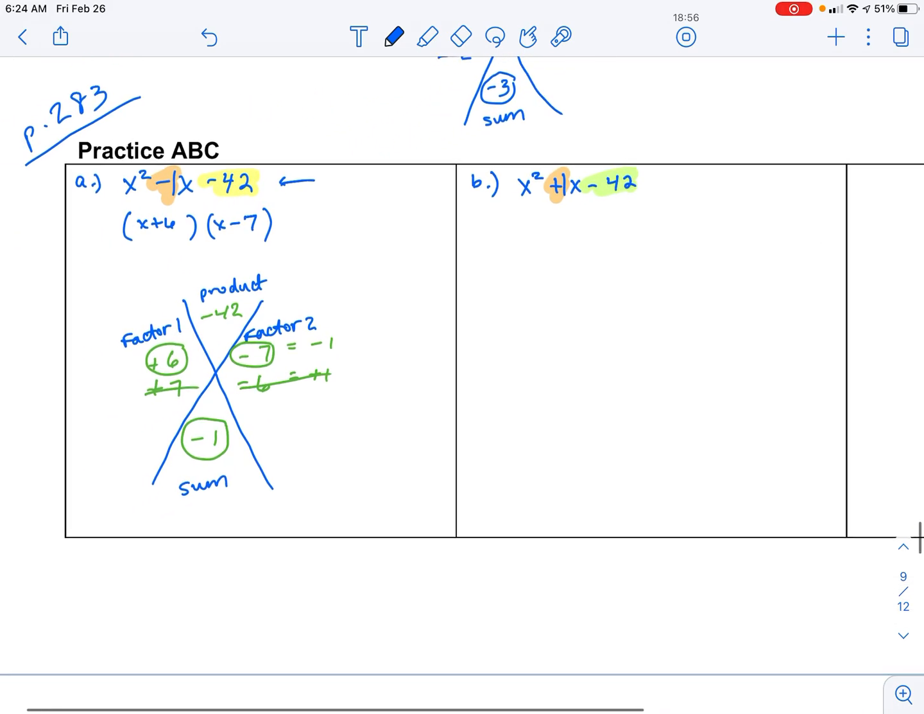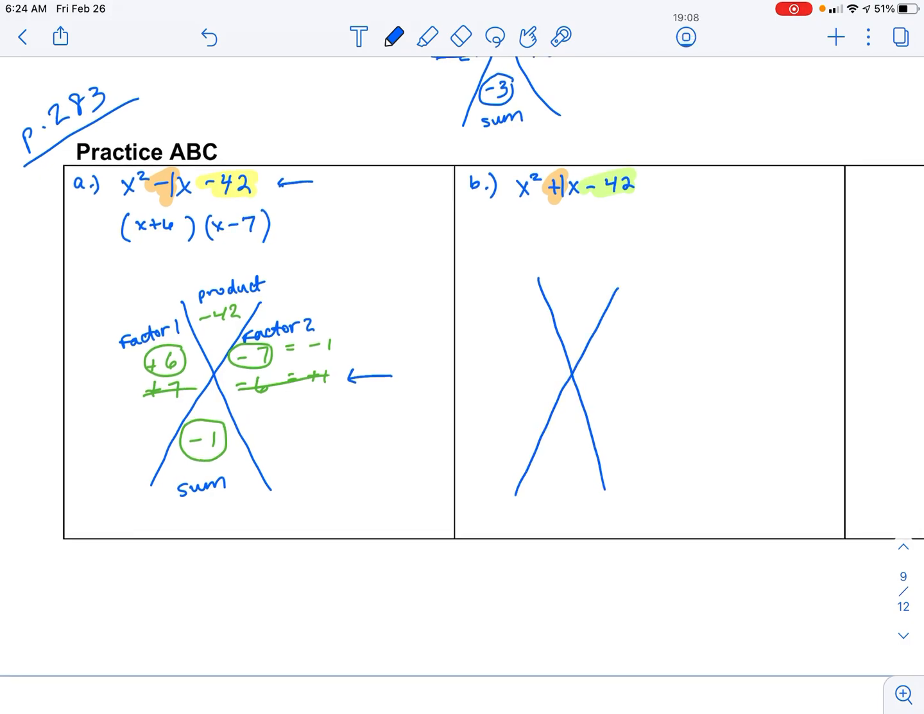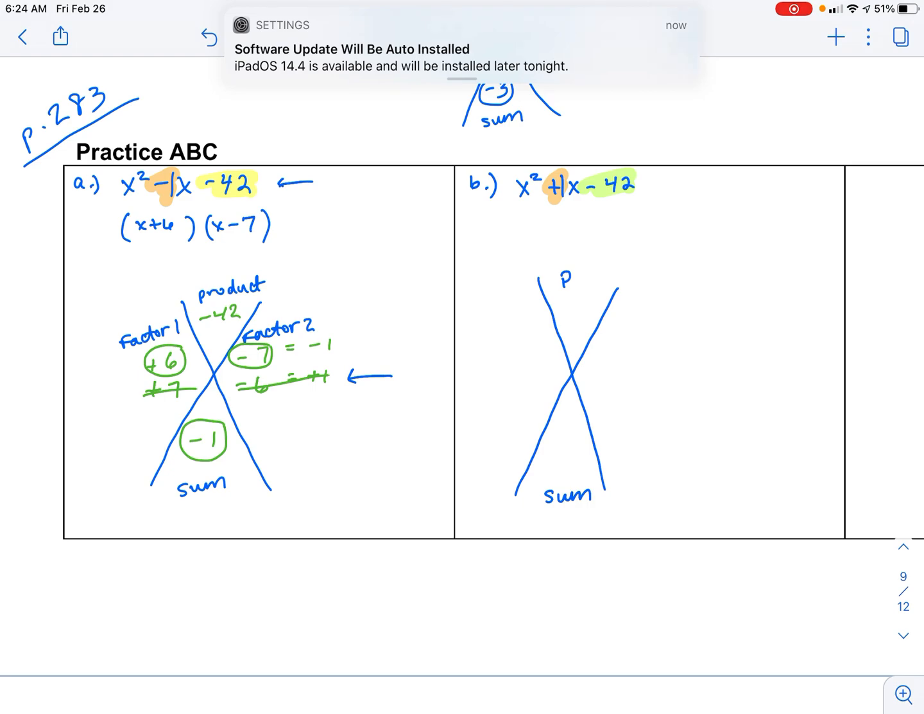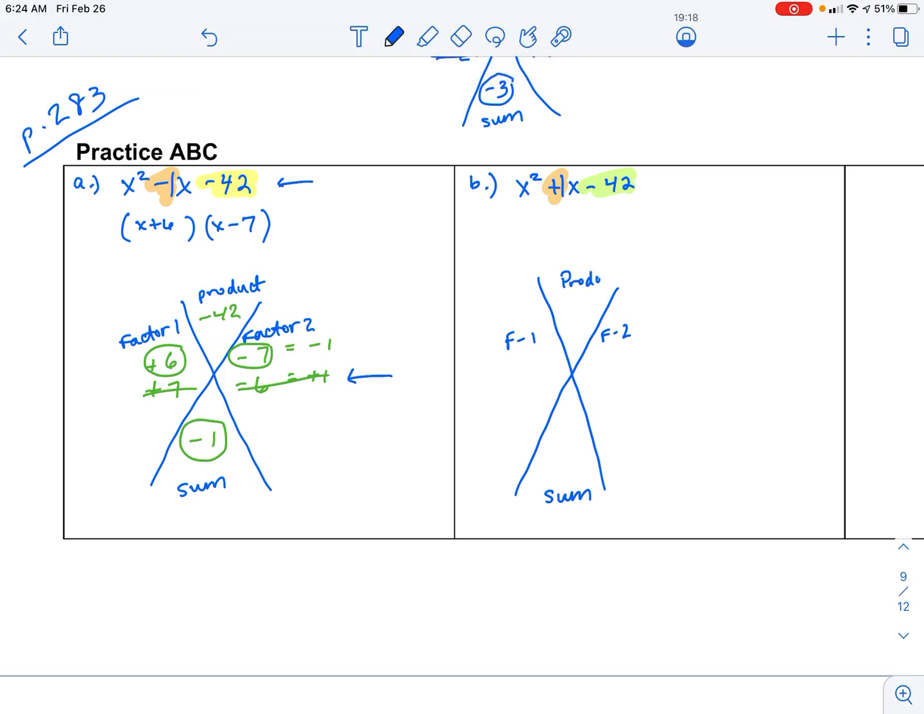Okay, now we're trying to find the factors of negative 42, but when they add together, they must give us positive 1. Look back over in that first problem, we actually found those over there, but let's do it because I want you to have the example built in. Your product, your sum, factor 1, and factor 2. I just abbreviated. We'll put product up here so I remember what that stands for.